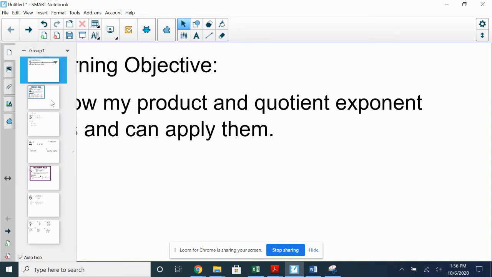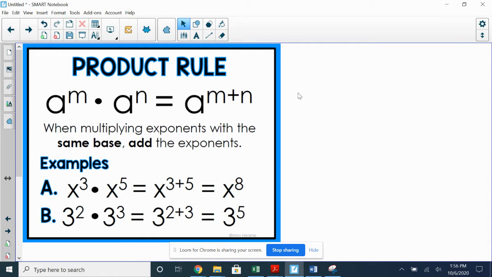All right. So first I'm going to show you what the product rule is. Our product rule states that when we are multiplying exponents with the same base, and in this case our base is a, with this exponent m here and this exponent n here, we would add the exponents. So a to the power of m times a to the power of n is a to the power of m plus n, whatever those exponents are.